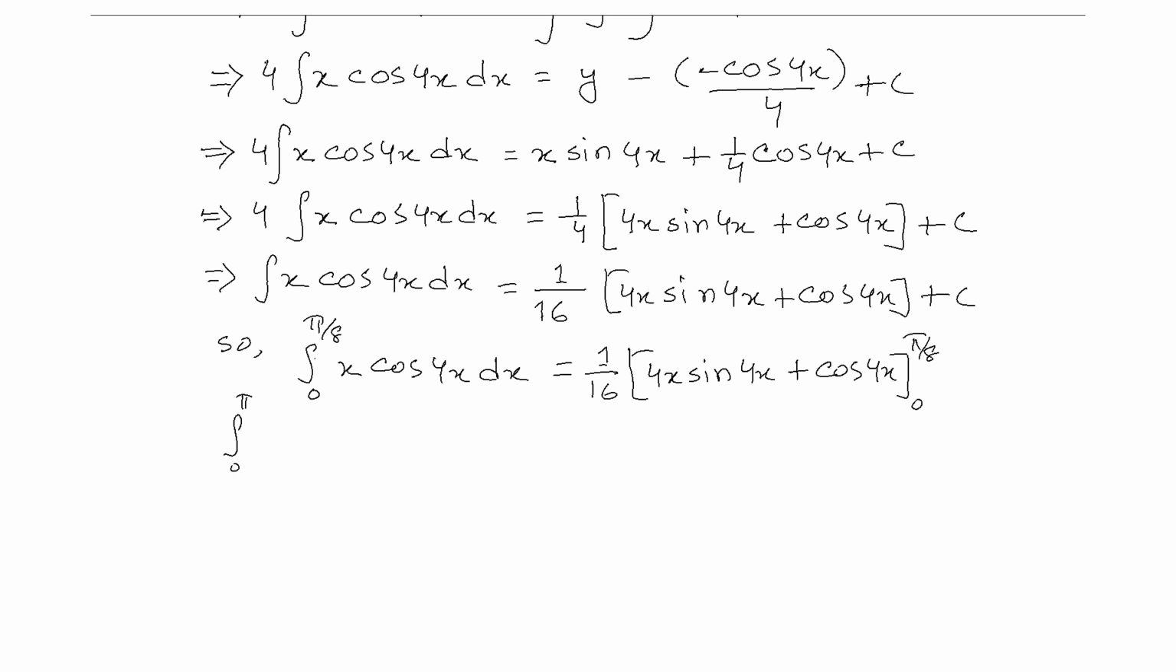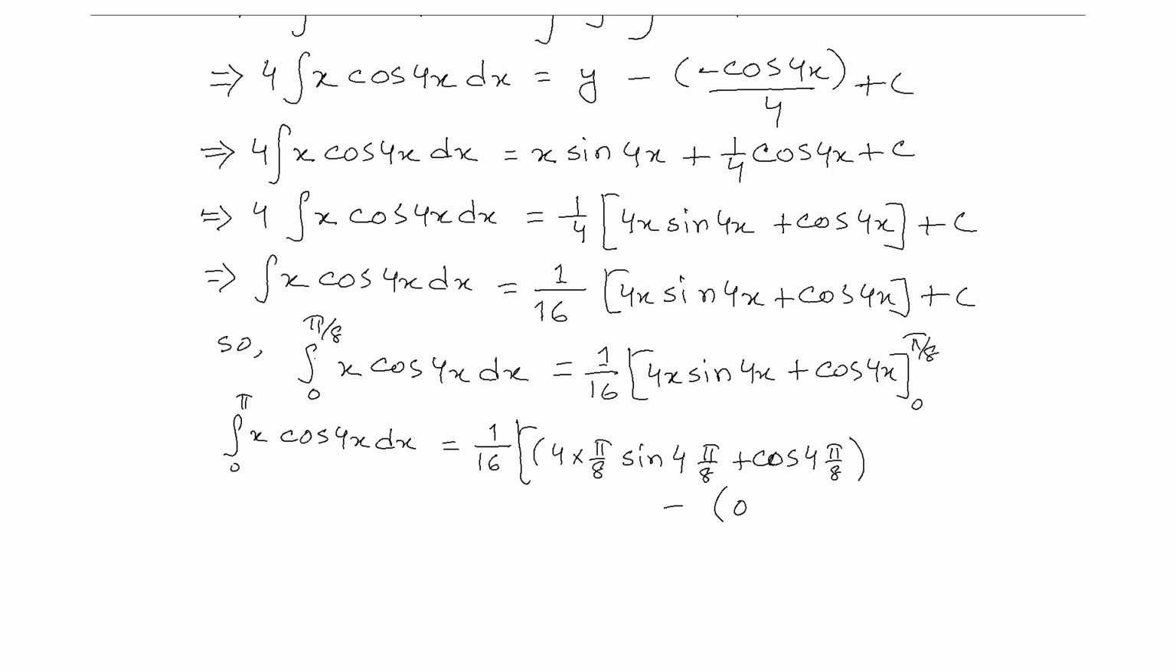So let's write integration 0 to pi over 8 x times cos 4x dx is equal to 1/16 times, let's open the bracket and open bracket again, 4 times pi over 8 using the upper limit first, then sine 4 times pi over 8 plus cos 4 times pi over 8 bracket close, and then we'll subtract the values with lower limit. So 4x sine 4x will be 0 as 0 times anything is 0, plus cos 4 times 0 will be cos 0. So let's write cos 0 bracket close bracket close.